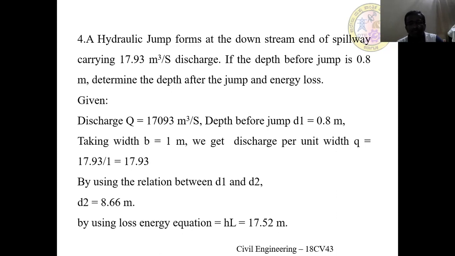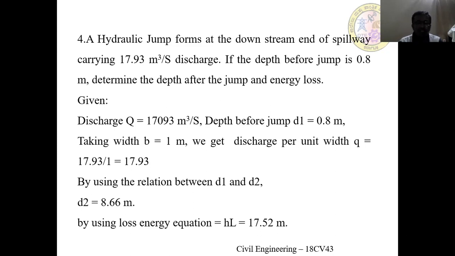Depth before jump D1 equals 0.8. Taking the width B as 1 meter, we get discharge per unit width as 17.93 by 1. So here we assume the width is 1 meter. By using the relationship between D1 and D2, as usual, we get D2 equals 8.66 meter.